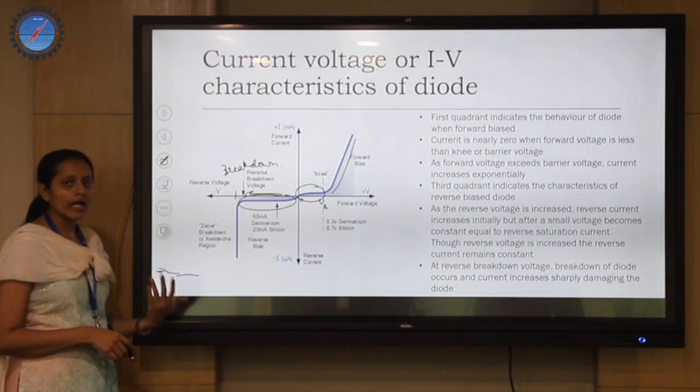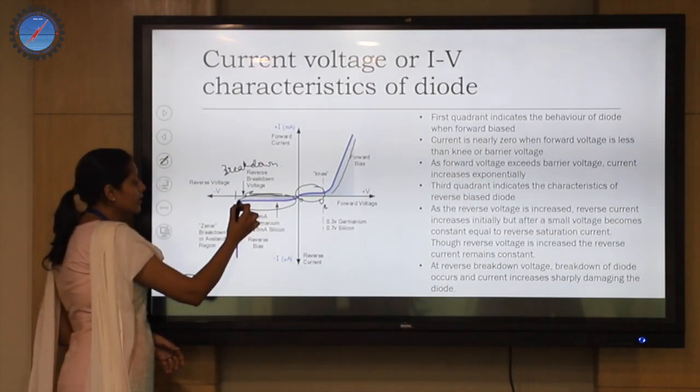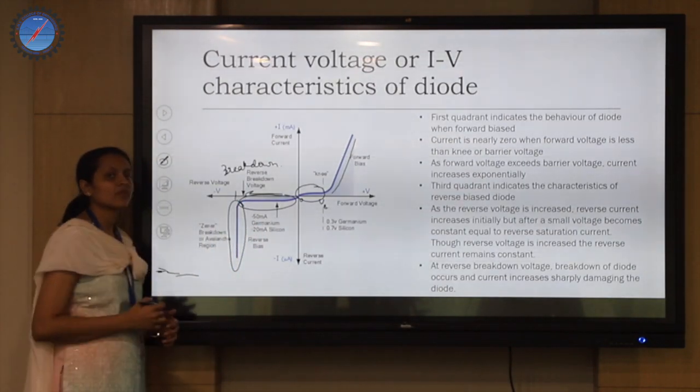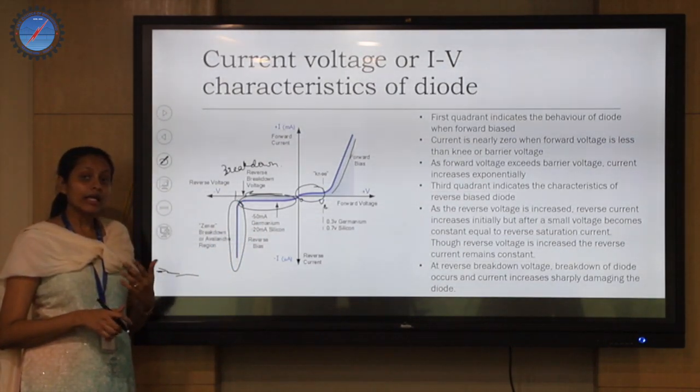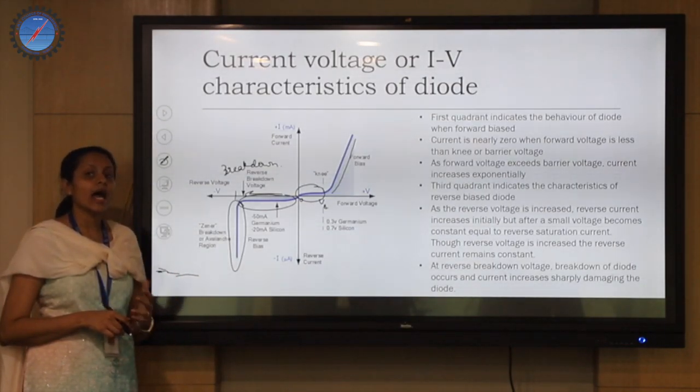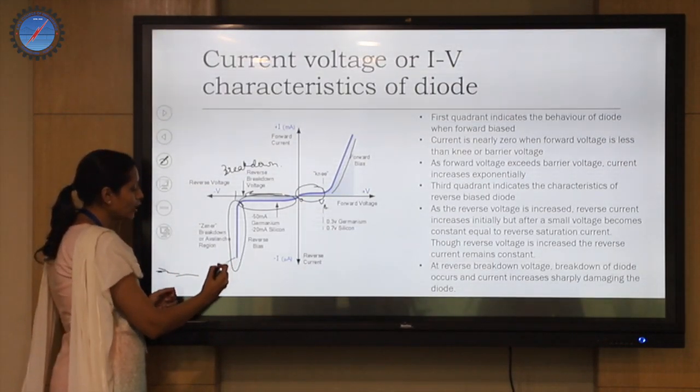If you exceed this voltage, then the current increases rapidly. It heats up the diode and the diode gets damaged. So this is a region that you have to avoid.